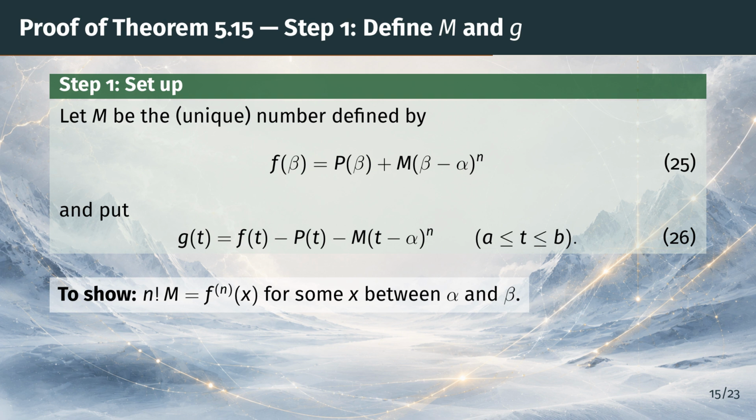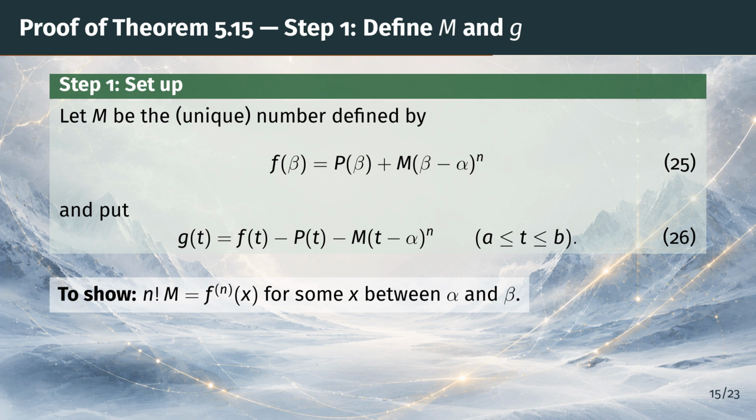The content of the theorem is the claim at the bottom of the slide. n factorial times M equals the derivative of order n of f at some point x between alpha and beta. If we prove that, then substituting back into 25 gives exactly equation 24.